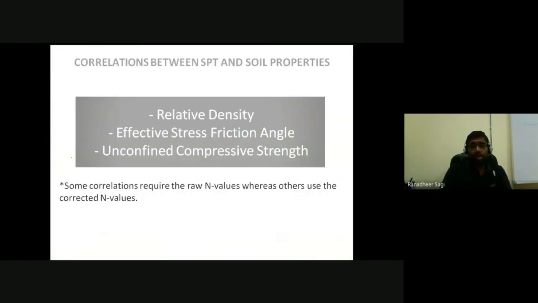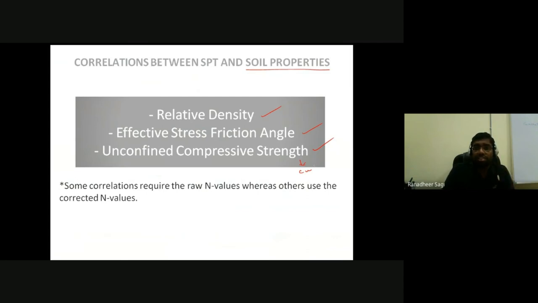Now, as I told you, once the SPT N values are calculated, you have different empirical relations available for finding out various soil properties. As I stated at the start, if the SPT N value is known, you can determine the relative density of the soil. You can find out the angle of shearing resistance of the soil. You can even find out the unconfined compressive strength of the soil, from which you can determine the undrained cohesion value of the soil. And likewise, you have various empirical relations available in the literature.